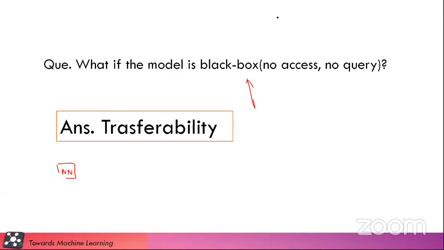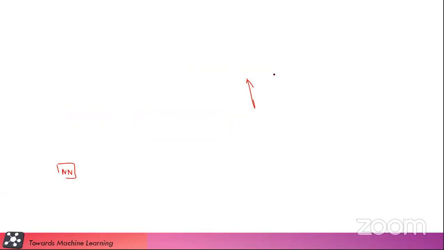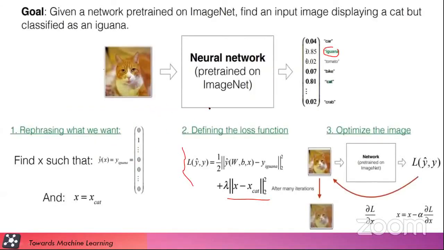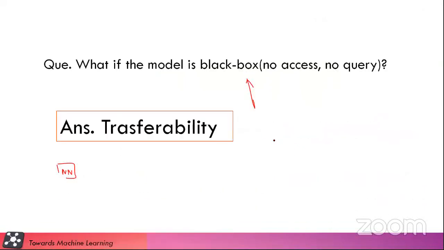So it's tough to forge an adversarial example for a black box. As in white box, this is for the white box model, we can query it. We have the parameters of the model with us, so we can create a loss function and we can optimize it. But it is not possible in the case of a black box.